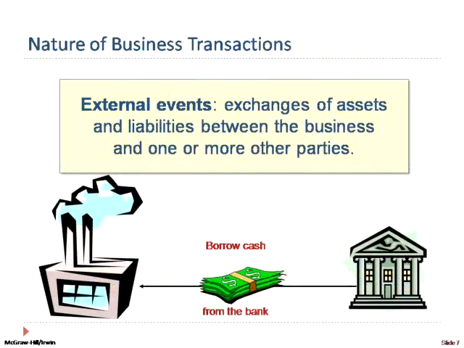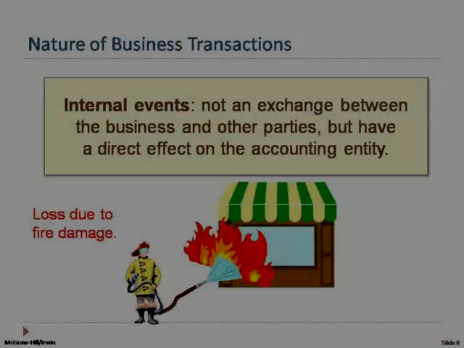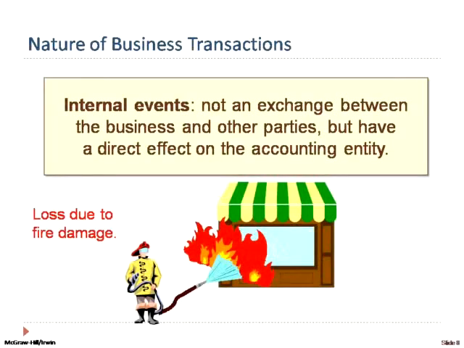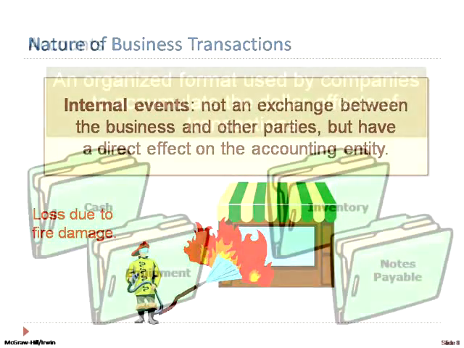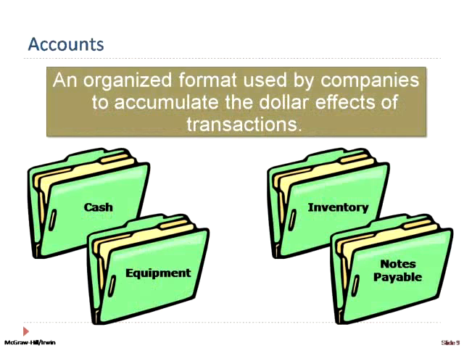In accounting, we deal with external events. These events involve the exchange of assets and liabilities between the business and one or more other parties. We also deal with internal events. Internal events do not involve an outside party, but directly affect the accounting entity. In the process of accounting, we use accounts to help us organize information about various transactions. These transactions can be both external and internal.